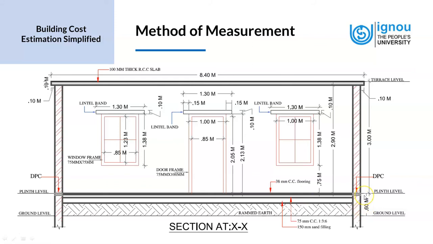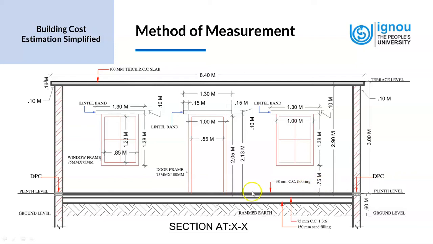And on the side we can see the plinth level. This is at 0.6 meters, which is 60 centimeters, and it is 60 centimeters above the ground level. That's where the plinth level comes. We see a gray thick line here. It's called DPC. It is the damp proof course. We will refer to it in detail in the section on the foundation.